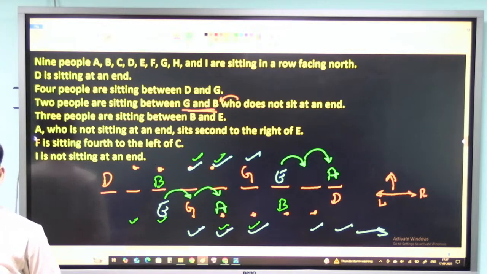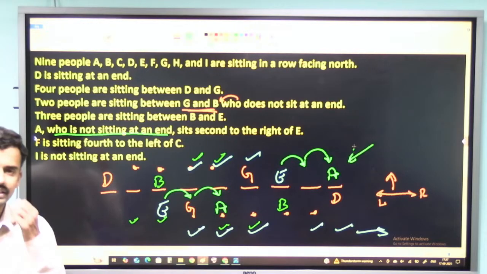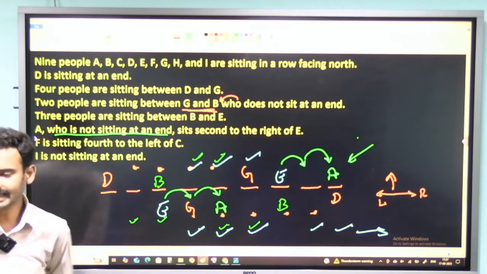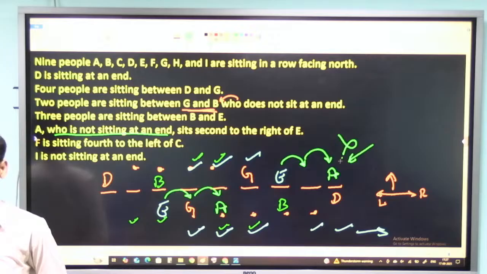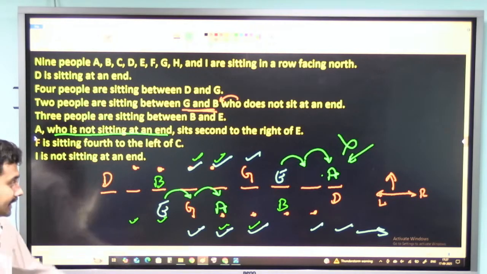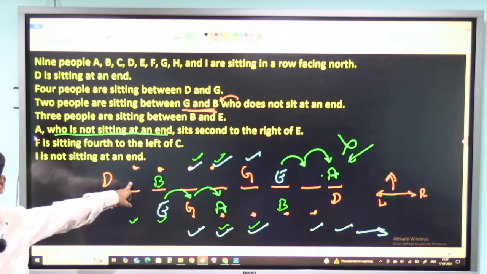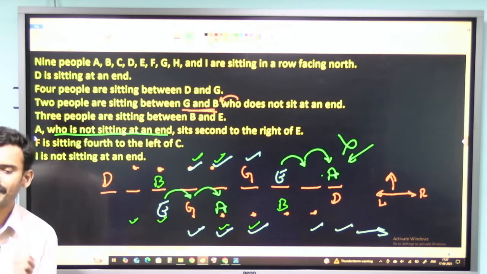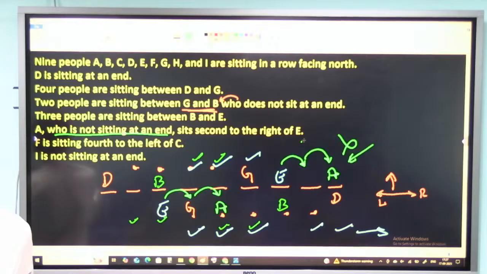Now, the question is saying that A is not sitting at the end, but in the first condition I am getting A at the end, so I can directly eliminate the first condition. Now I am left with only one condition. Now I will be fixing all the other persons in the second condition alone, because the first condition is already eliminated. Now F is sitting fourth to the left of C.